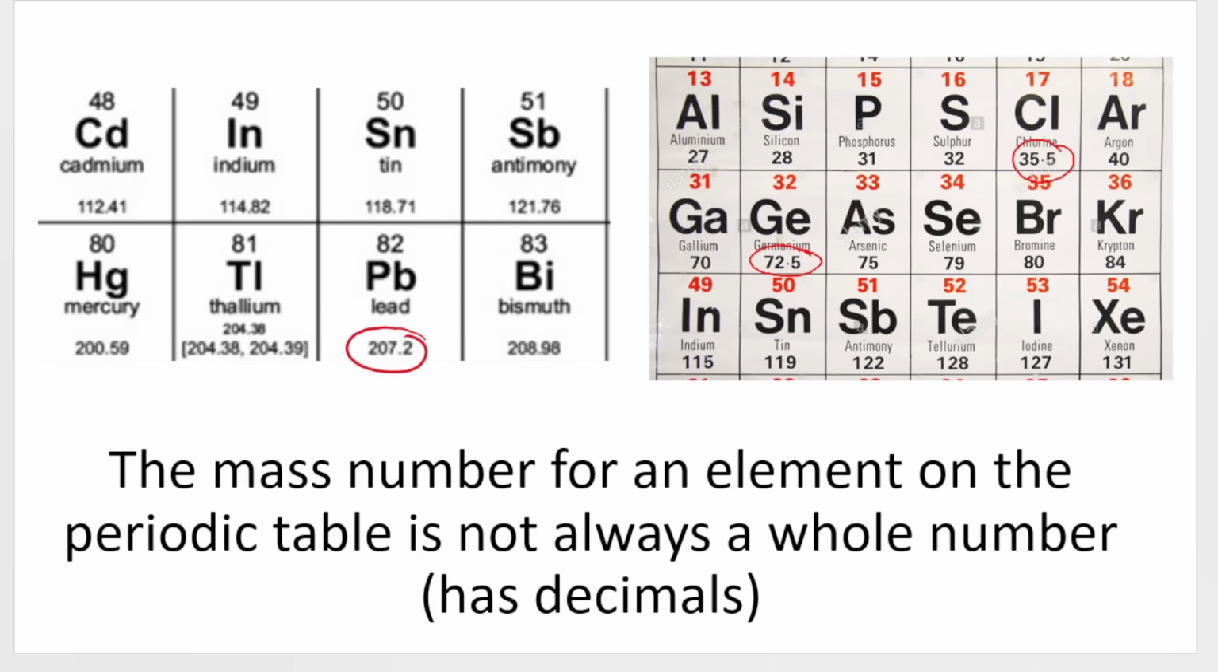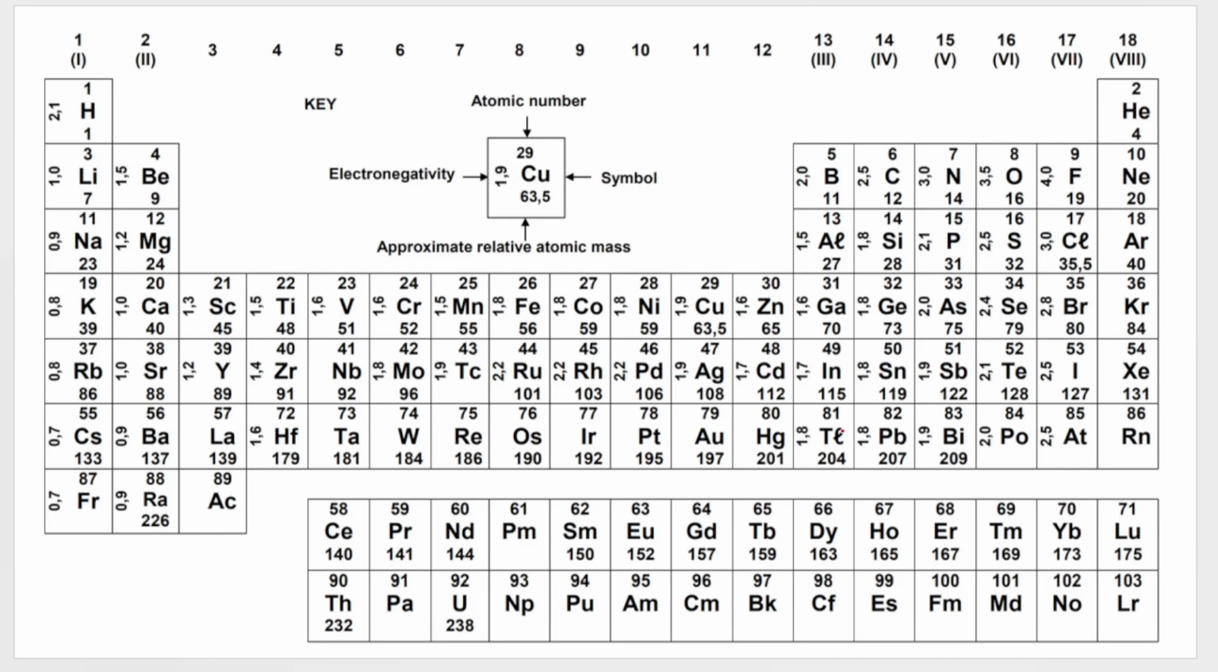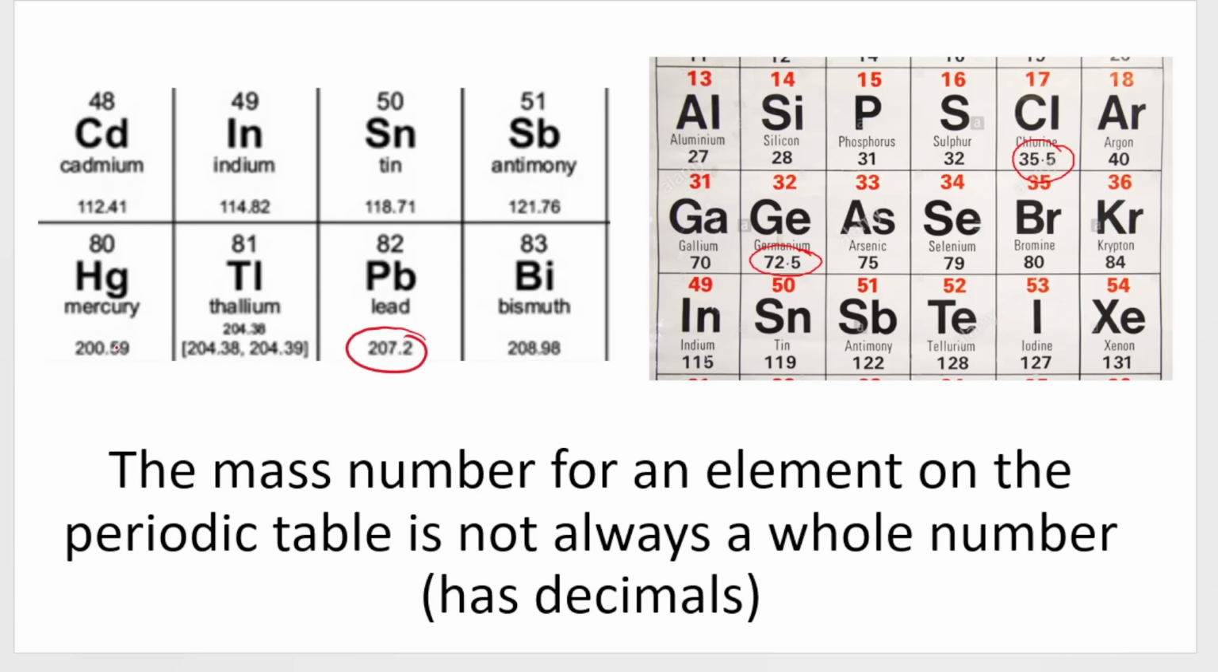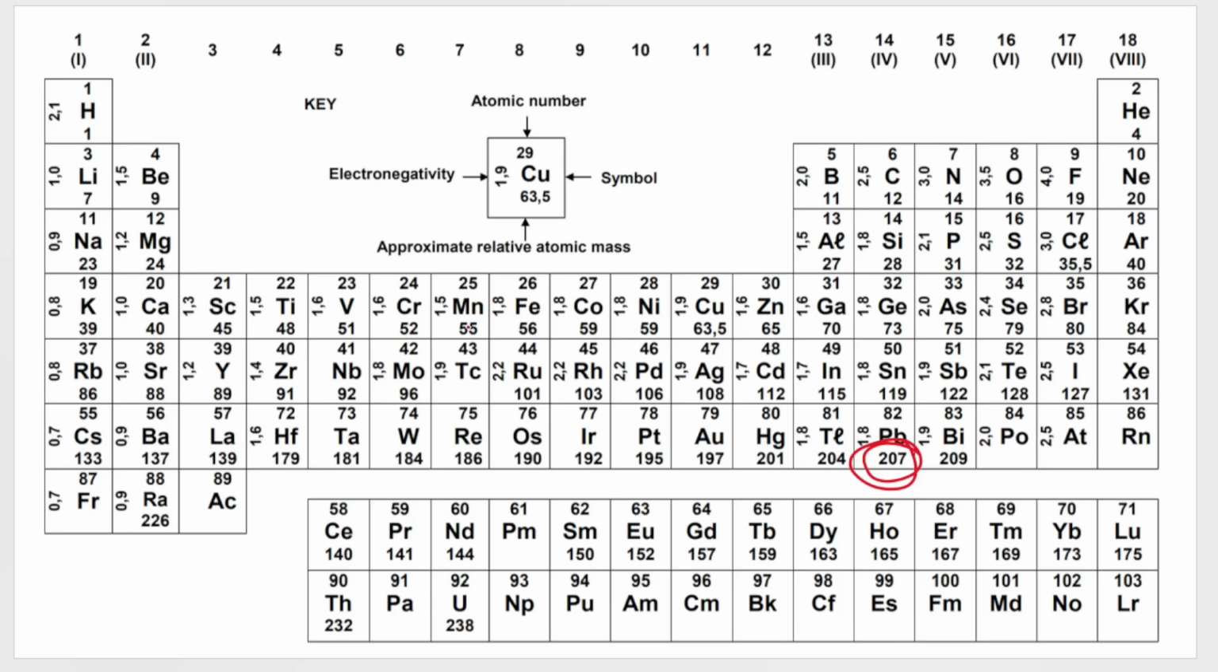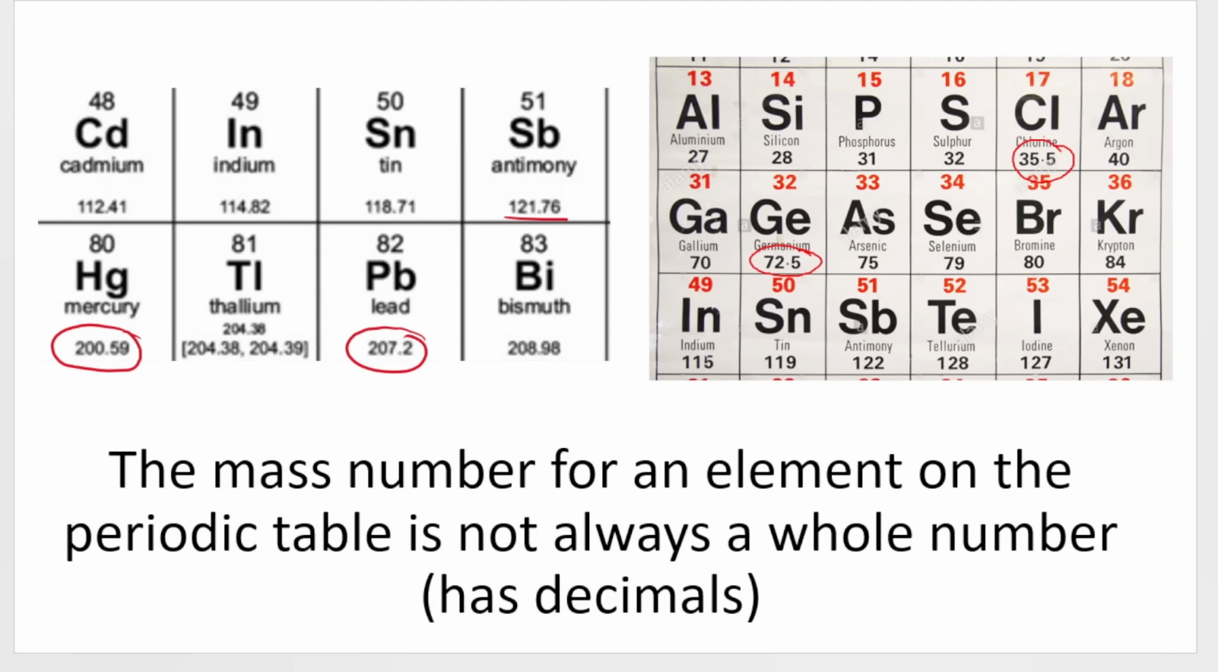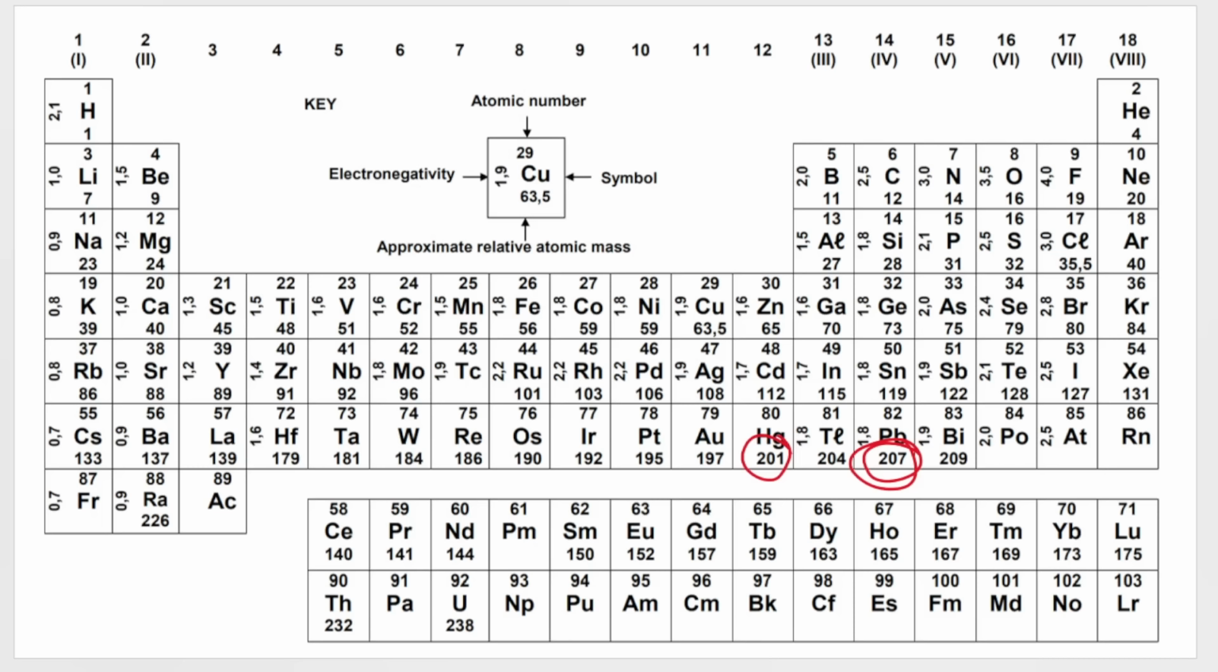207.2, but on our periodic table, if you look for lead, it's just 207. If you look at this periodic table, mercury is 200.59. But again, if you look at our periodic table, mercury is 201. So it seems like we're rounding off on our periodic table. These numbers are non-rounded off versions. Even chlorine on our periodic table over here is 35.5. It's not a rounded off number, and copper is 63.5.